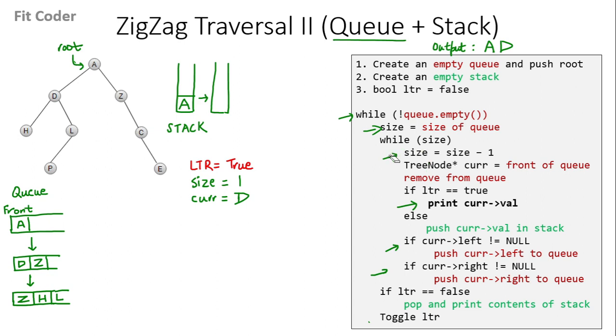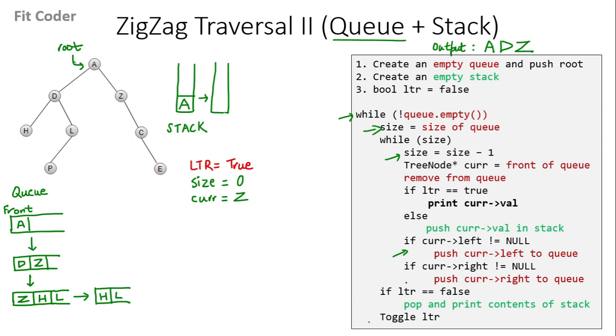Then we again come in this while loop. We check the value of size. So size is 1. We decrement the size. So size becomes 0. We initialize current with front of the Q. Front of the Q is Z. Then we remove from the Q. Then we check the value of LTR. So LTR is true. So we print the value of current. So current is Z. And then we check left of current. So left of Z is null.